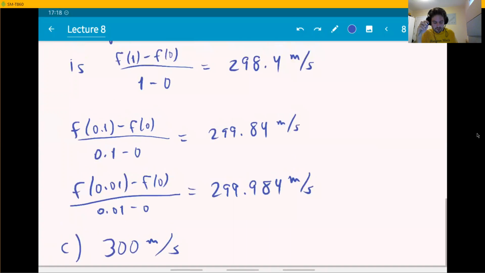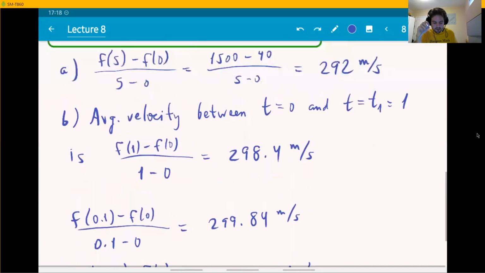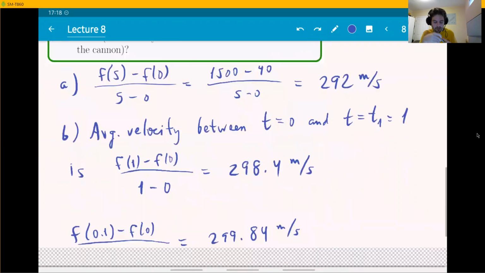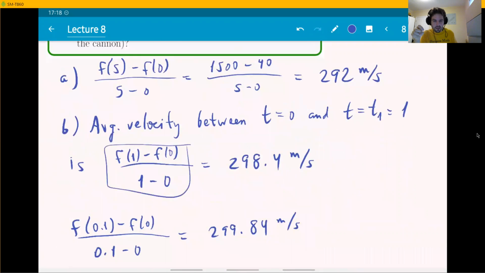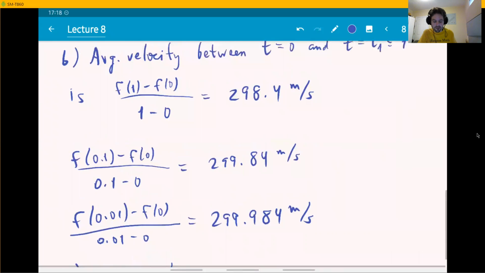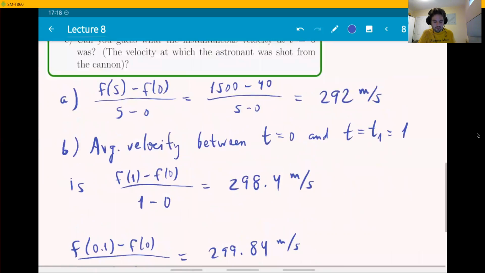So hopefully this shines a light on the idea of instantaneous velocity and how it's computed by looking at a difference quotient, but then taking the numbers, let's call them y and x in this case. So you're taking the y closer and closer to x, which is exactly what you do with the derivative. That's why the derivative is the instantaneous rate of change.